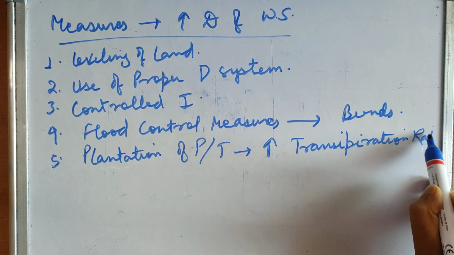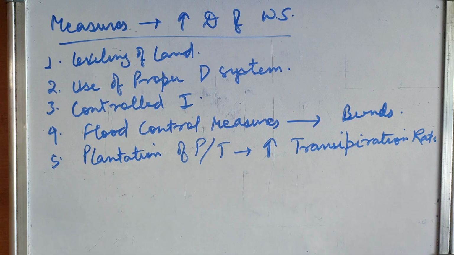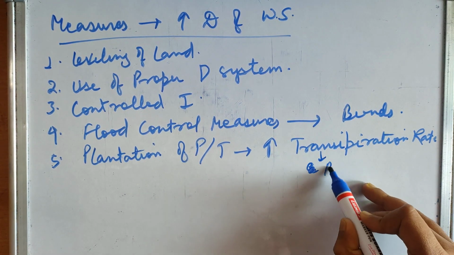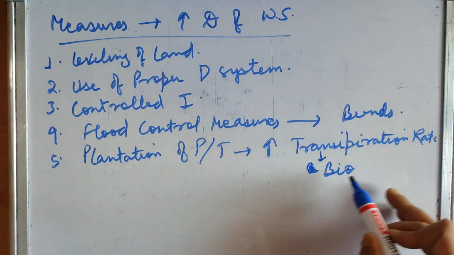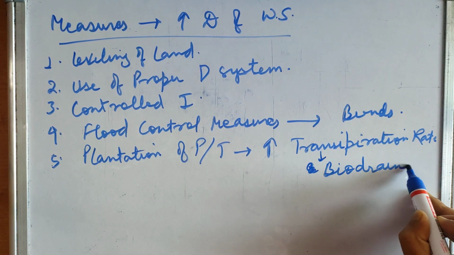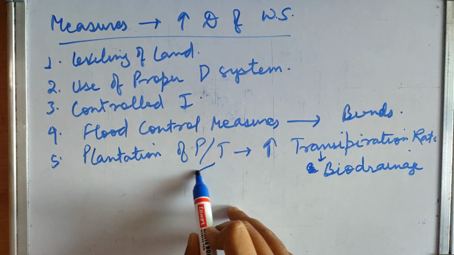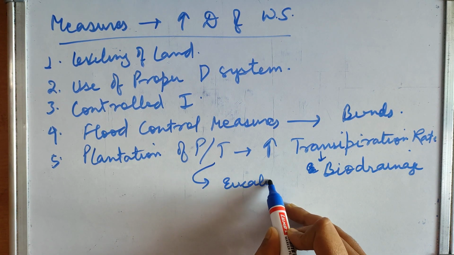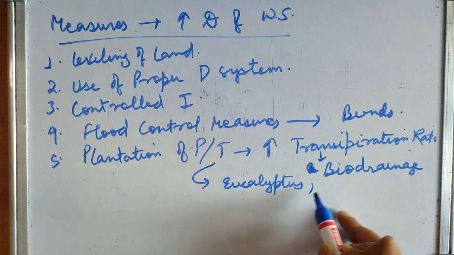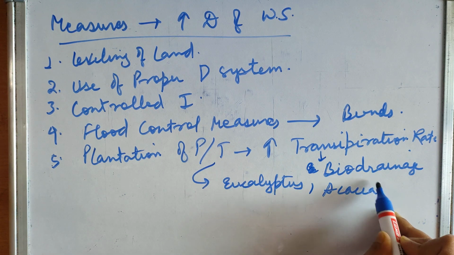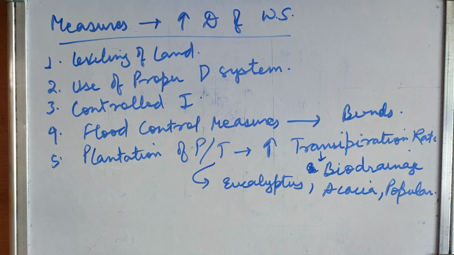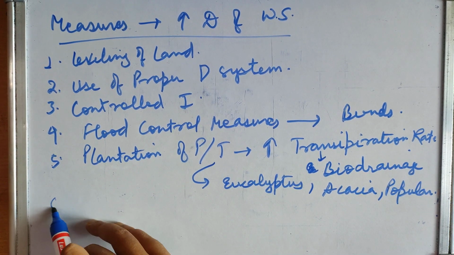High transpiration rate. So it will do bio drainage. What is this? This is bio drainage. We will take trees such as eucalyptus, acacia, poplar, etc.